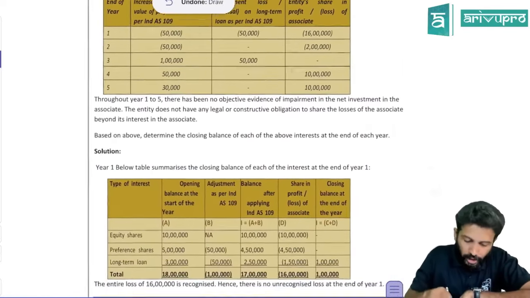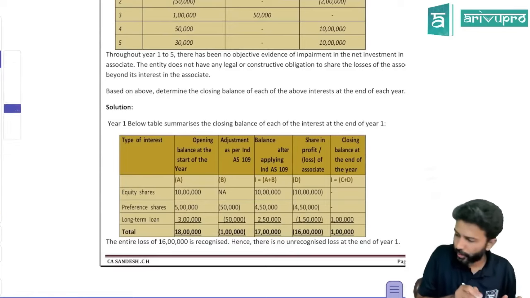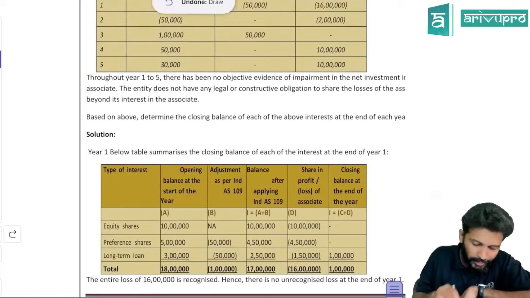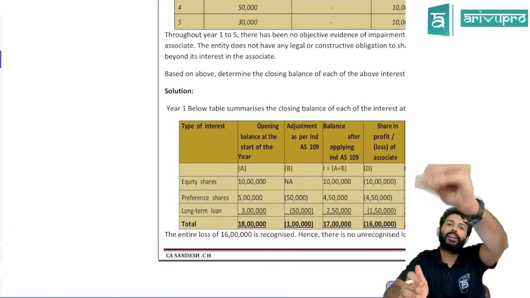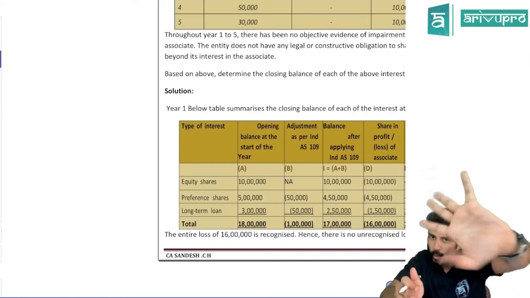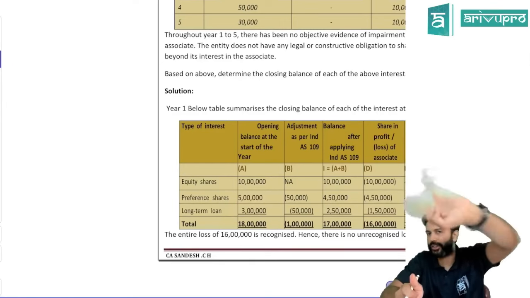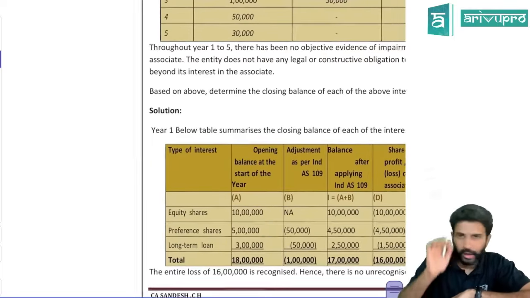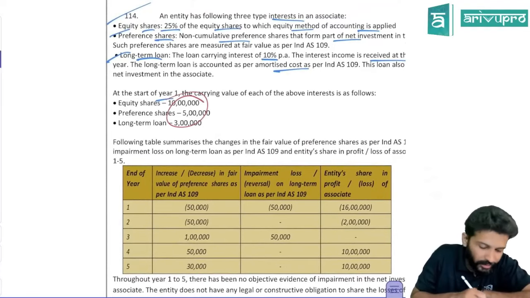So one minute. Let me just run through this. This is a straightforward question, so you just need to pay a little attention. What is the opening balance? We have three components associated with the associate company. One is the equity shares of the associate company we purchased. We have some preference shares that we have invested in the associate company, and we've also given a loan to the associate company. So all are assets. The equity shares' opening balance they told here. They've given opening balances of 10 lakh, 5 lakh, 3 lakh.